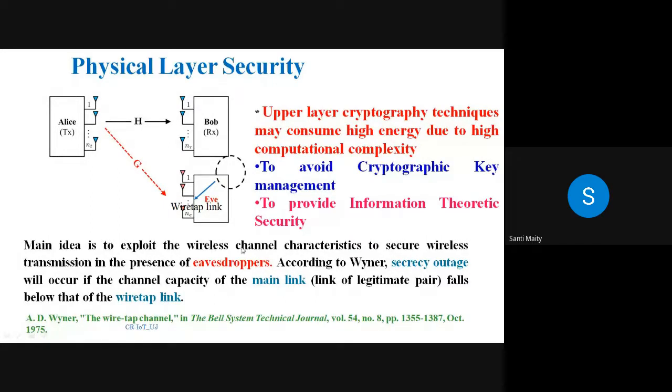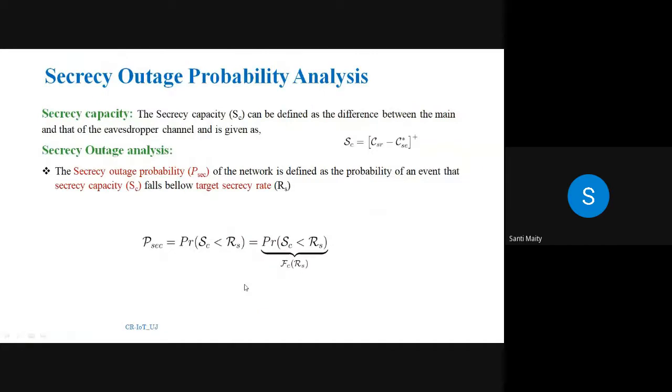My main idea is to explore wireless channel characteristics to secure wireless transmission in the presence of an eavesdropper. What is the secrecy outage? If the difference of the data transmission rates falls below a certain limit, then secrecy fails. That's the outage in secrecy. Secrecy outage will occur if the channel capacity of the main link, the link of the legitimate peer, falls below that of the wiretap link. Mathematically, the secrecy capacity can be defined as the difference of the channel capacity in the main link and in the eavesdropper link.